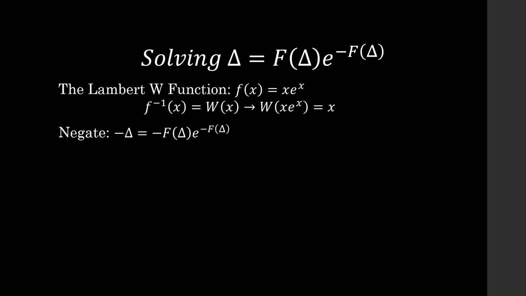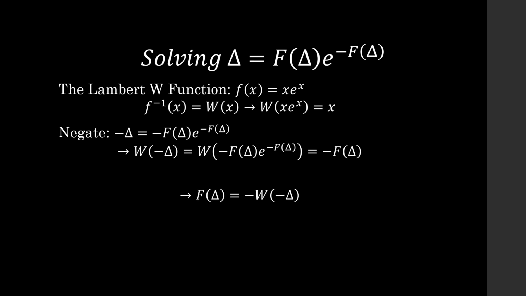Well, if we negate our function that we have here, we have negative delta equal negative F delta e to the negative F delta. So we see we have this form, negative F delta e to the negative F delta. If we take the Lambert W function, then we just kind of altogether ignore all that craziness, and we get just negative F delta out of it. And this is nice. All we have to do is now remove that negative.